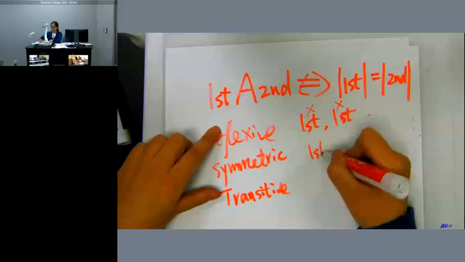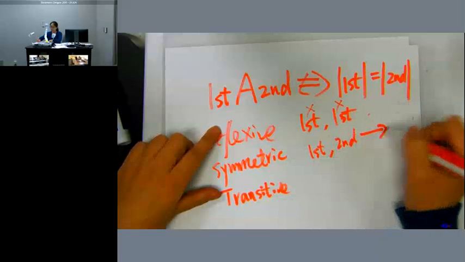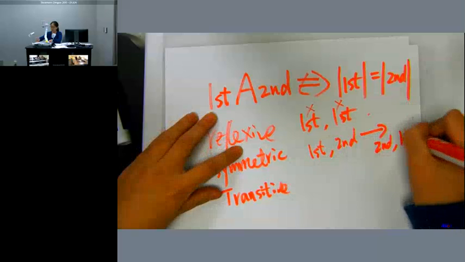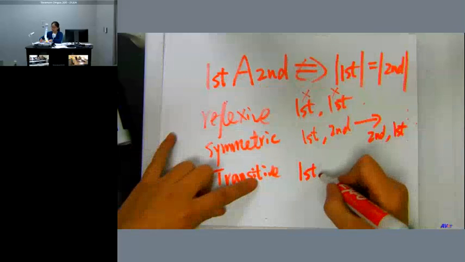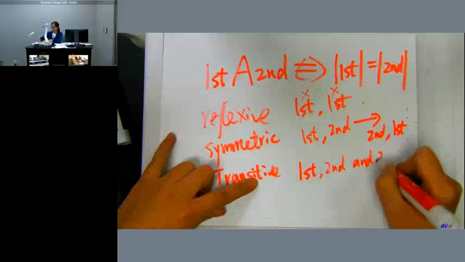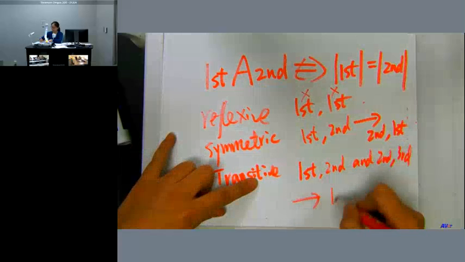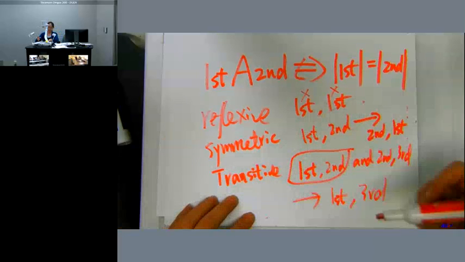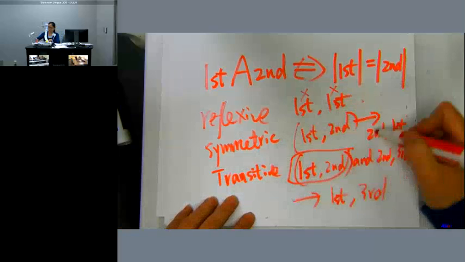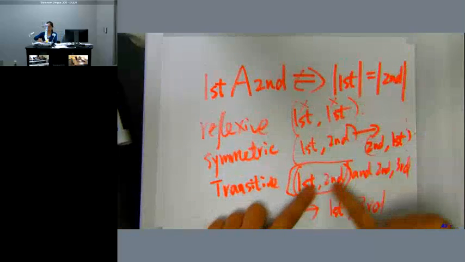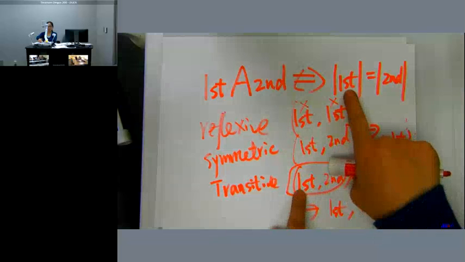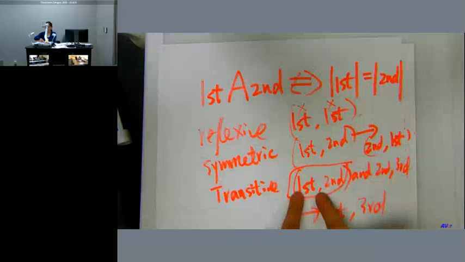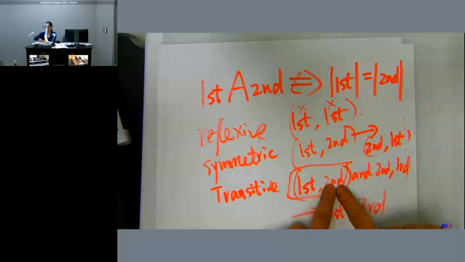Transitive, you have three numbers. First related to the second, and the second is related to the third. Can you prove first related to the third? In this case, what does first number related to the second number mean? What does the first number related to the second number mean? If the first number's absolute value equals the second number's absolute value.